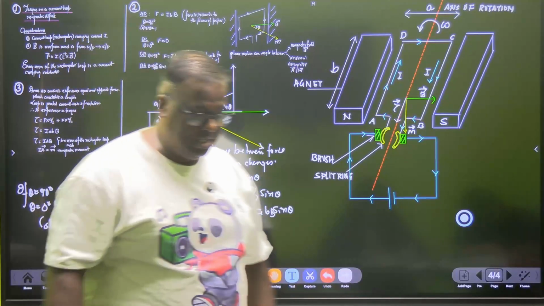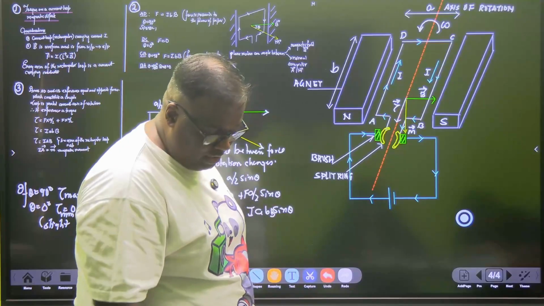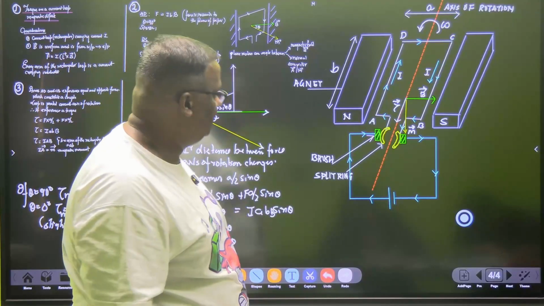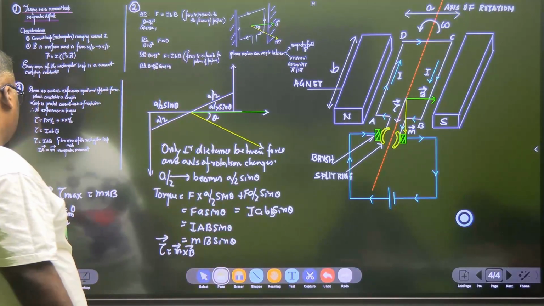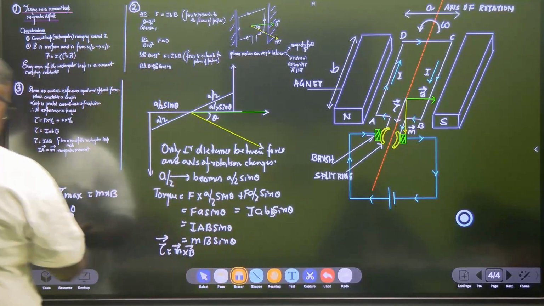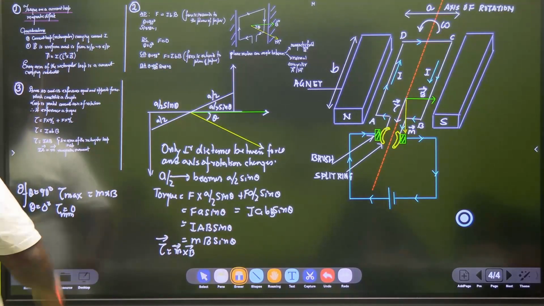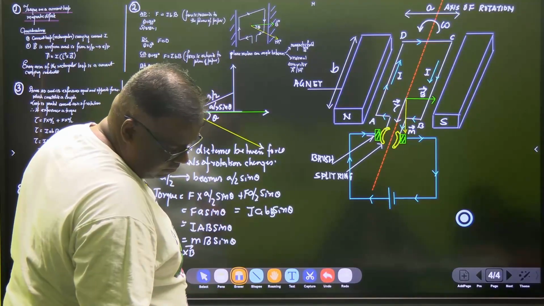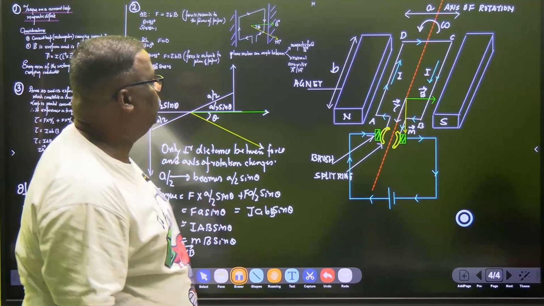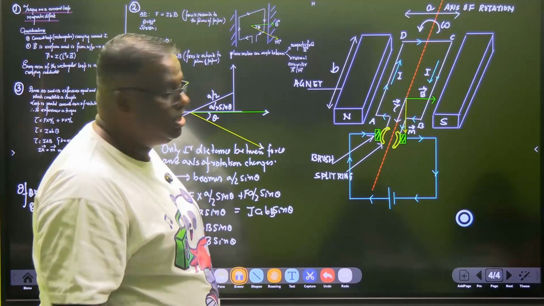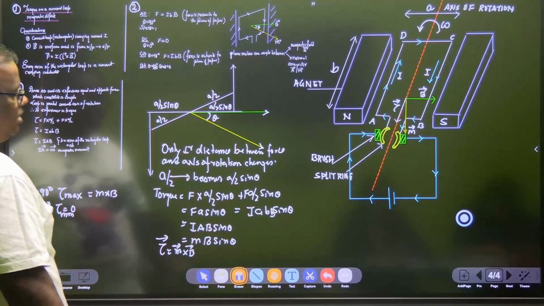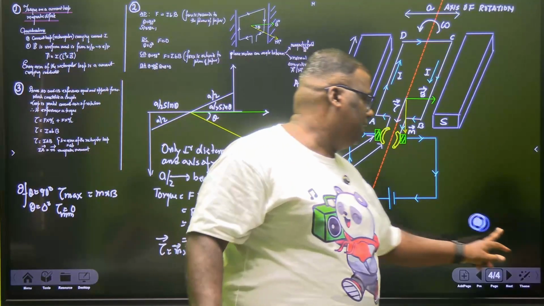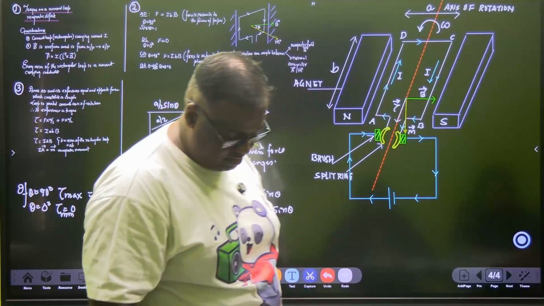So at 0, it is stable equilibrium. At 180, it will be unstable equilibrium. Have you written that part? Okay. Now this is one coil. Suppose the coil has n turns. Write down: suppose coil has n turns, capital N.